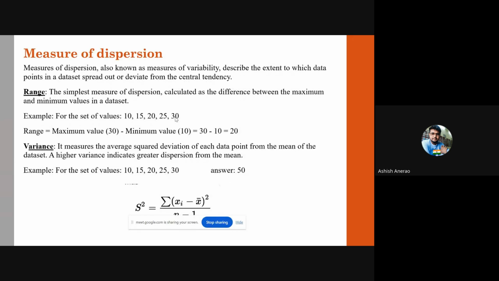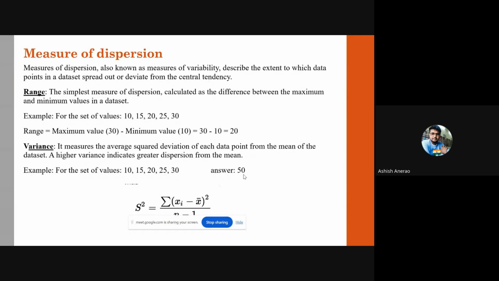Now second is variance. Variance is the average squared deviation from its mean. See, x bar is the average, the arithmetic mean, and these x's are some values. So the distance of these x's from the mean is present either in the form of negative values or in the form of positive values.